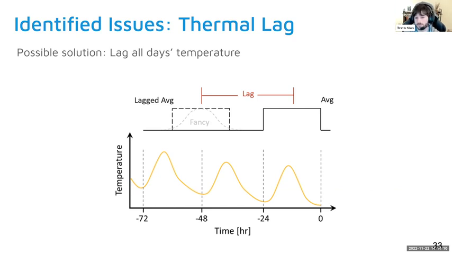We could also get fancier with this, and maybe we don't just do a simple average. Maybe we do some sort of weighted average like this Gaussian that I'm showing here. All of these are options that we're thinking about exploring. Are there any questions about thermal lag or ideas that we might incorporate?